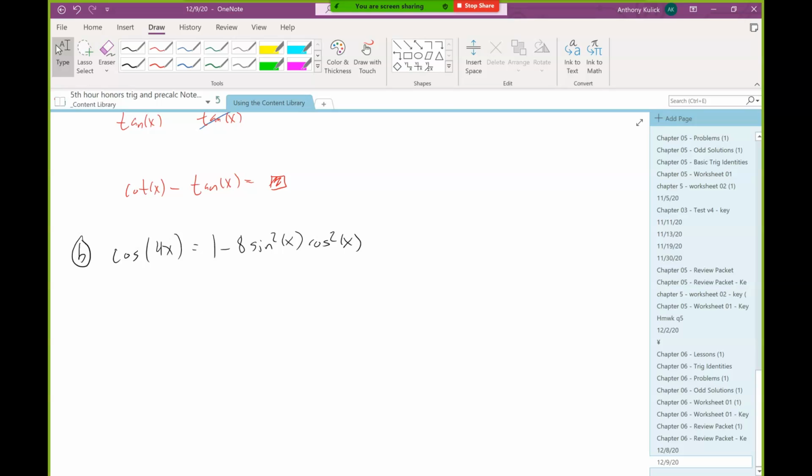So here, again, I'll look at this and go, okay, probably want to work on the left-hand side because I see the 4x. I can use some angle sum or double angle identities to deal with this. I tried this with the angle sum in fourth hour, but I think it turns out it was going to be easier to use a double angle to do this. So that's what I'm going to do here.